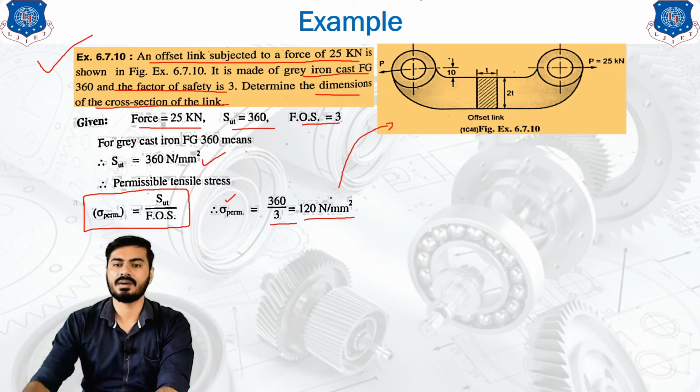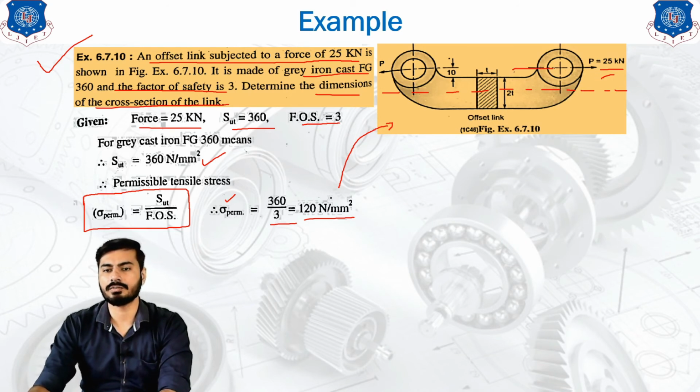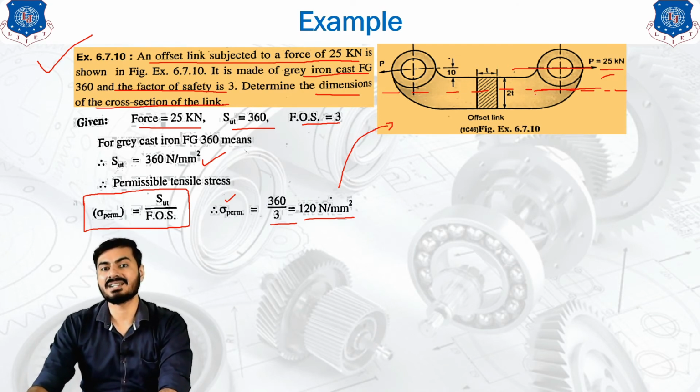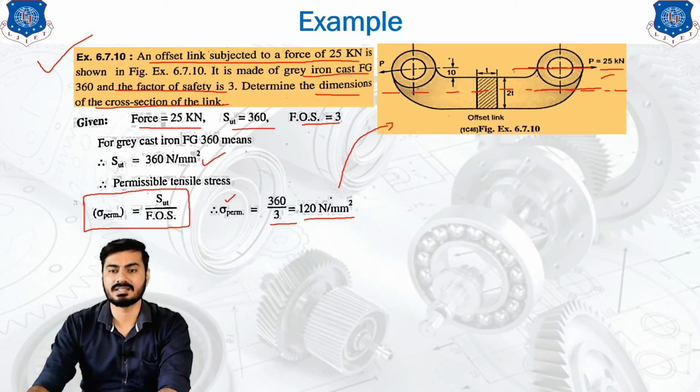In this diagram, the force is applied like this. This diagram is provided in the example, and P equals 25 kilonewton is given. As you can see, the axis of the link is over here. So if this is the axis, then the line of action of the force and the axis are different, and we can say that it is applied from some distance, eccentricity E, and that's why this is an eccentric loading example. Now first we need to find out the eccentricity E.